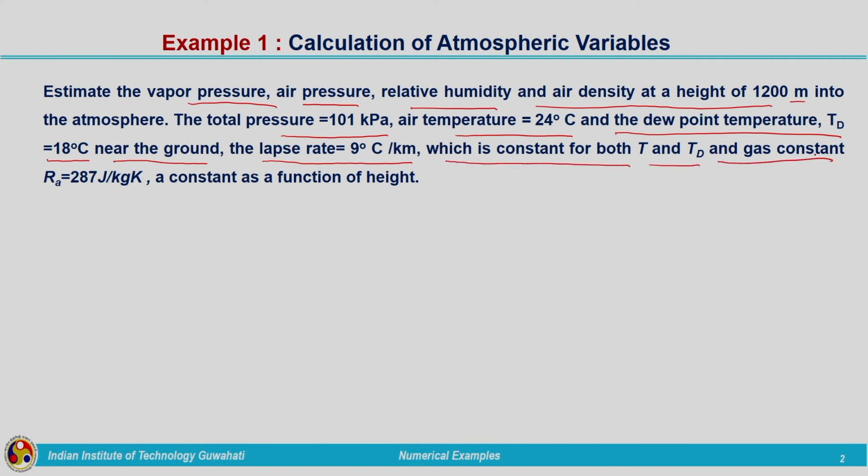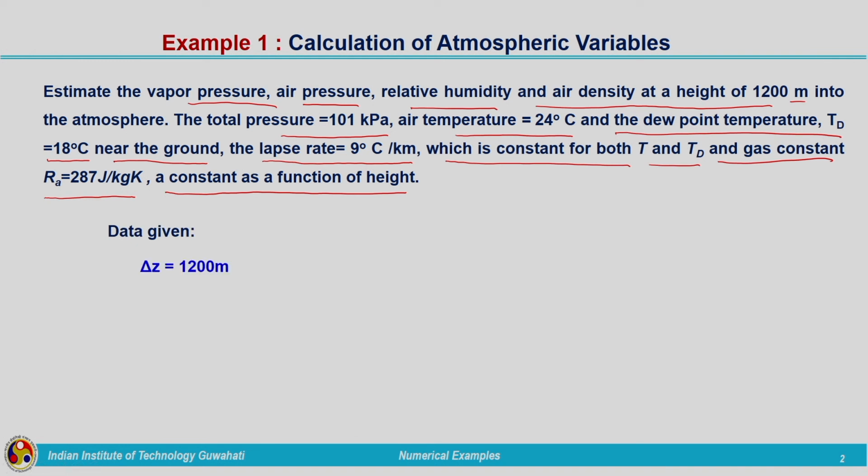and gas constant Ra is equal to 287 joules per kilogram Kelvin, which is also a constant as a function of height. Here we are not going to consider the variability of Ra with respect to height, we will be considering it as constant for all the heights. So, let us see what are the data given to us.